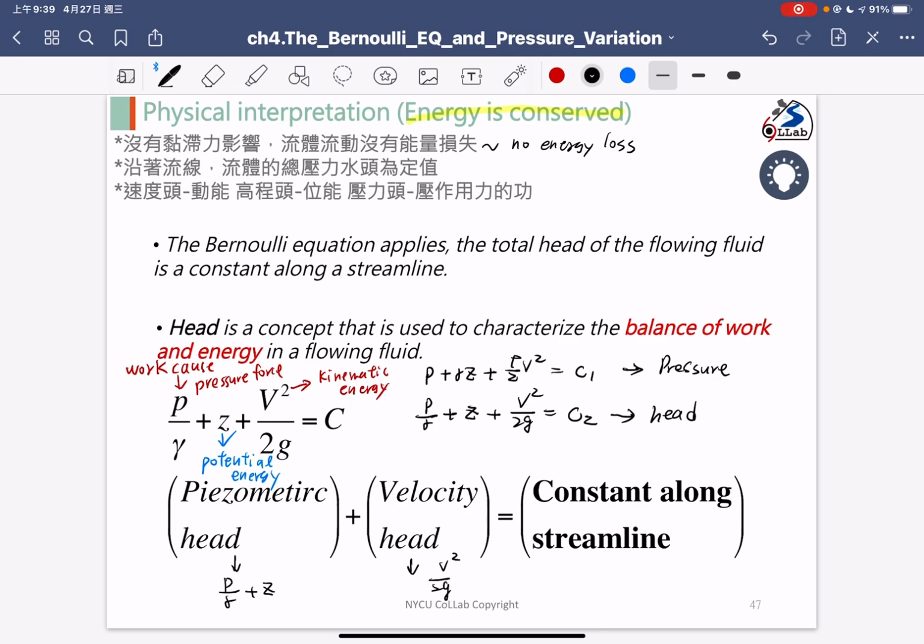But in real cases, in practice, this is not always satisfied, because if we have frictional force, the energy will dissipate as heat. But here there is no friction, because we assume the fluid is inviscid flow, with no viscosity, so we don't have frictional force. That's why the energy is conserved.